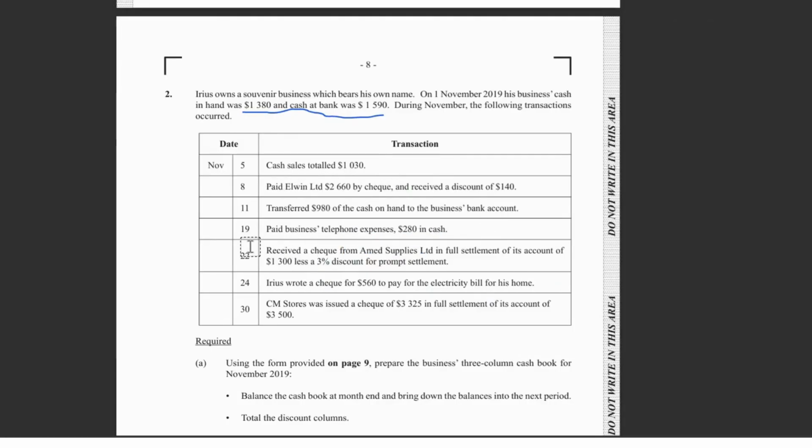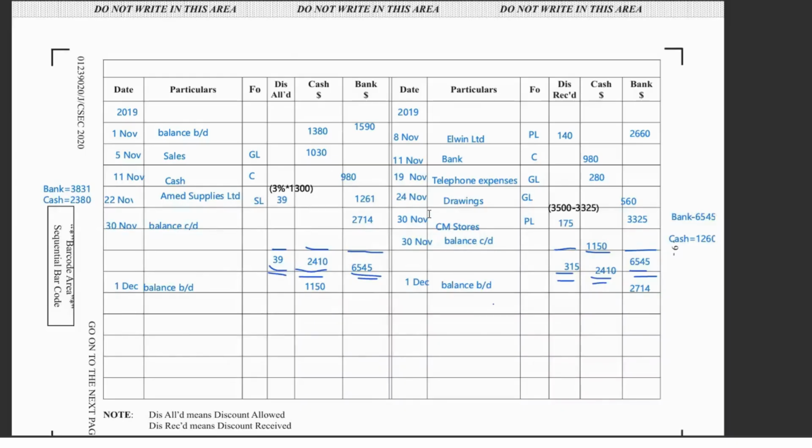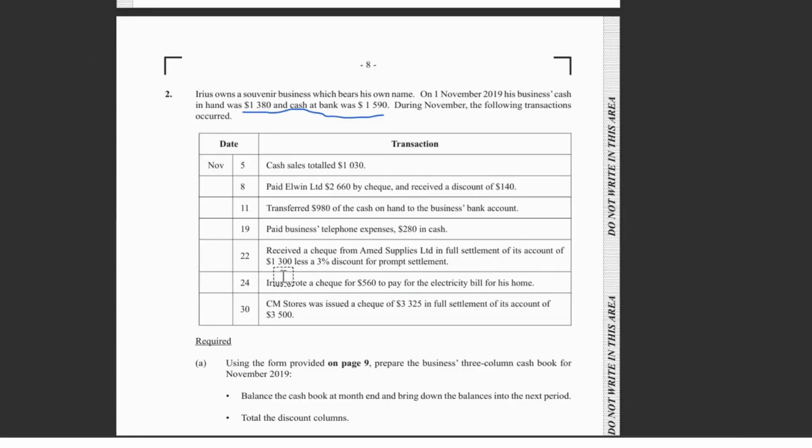Now, on the 19th of November, we paid the business's telephone expenses of 280 in cash. So, we're making a payment, so it's going to be a credit to the cash book. We're going to go to the credit side of the cash book, record that we are making a payment by cash. So on the 19th of November, the name of the other account being affected is the telephone expense account. It will be found in your general ledger and it's $280 by cash. Then we go back to our transactions and we move on to the next one.